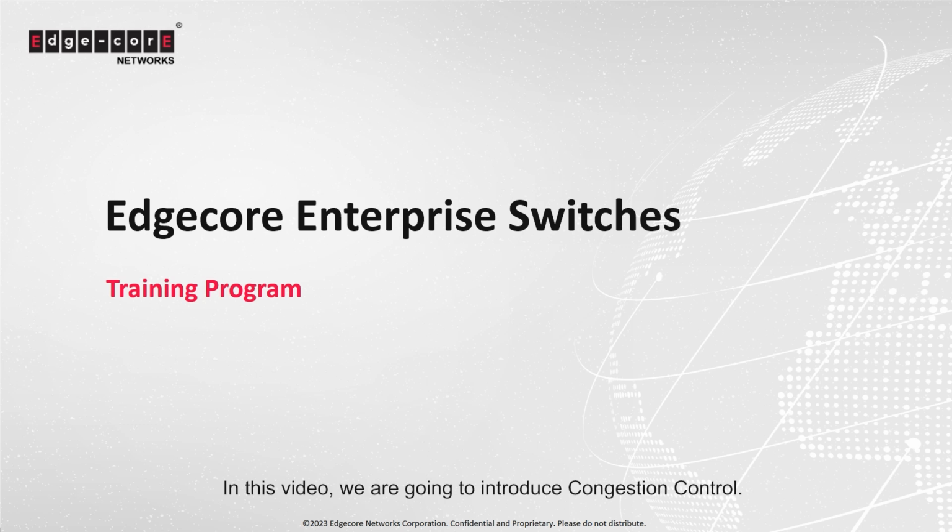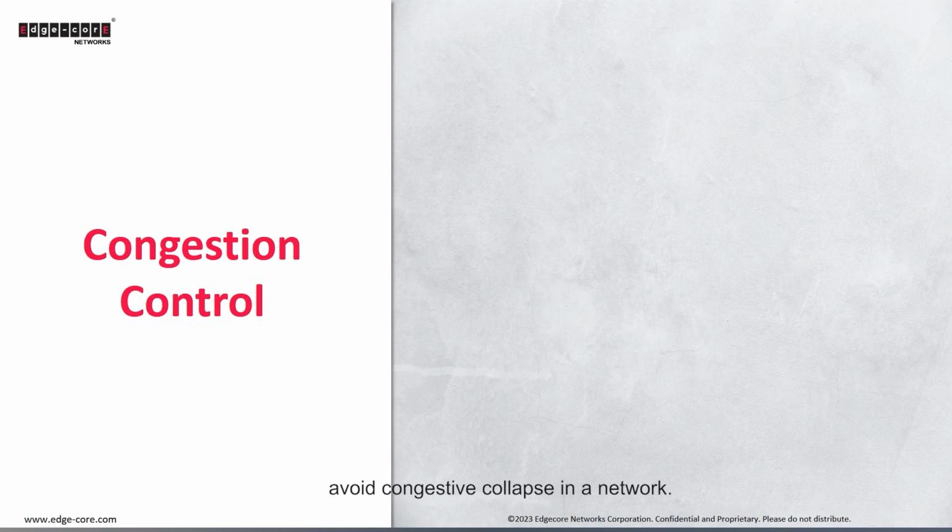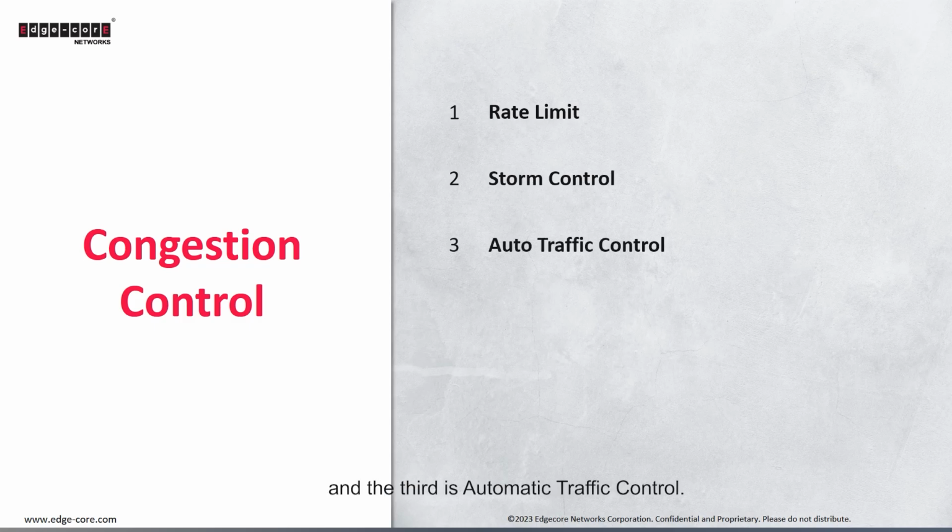In this video, we are going to introduce congestion control. Congestion control is a mechanism that controls the packets into the Ethernet switch to avoid congestive collapse in a network. Edgecore provides three measures for congestion control. The first one is rate limit. The second is storm control. And the third is automatic traffic control.